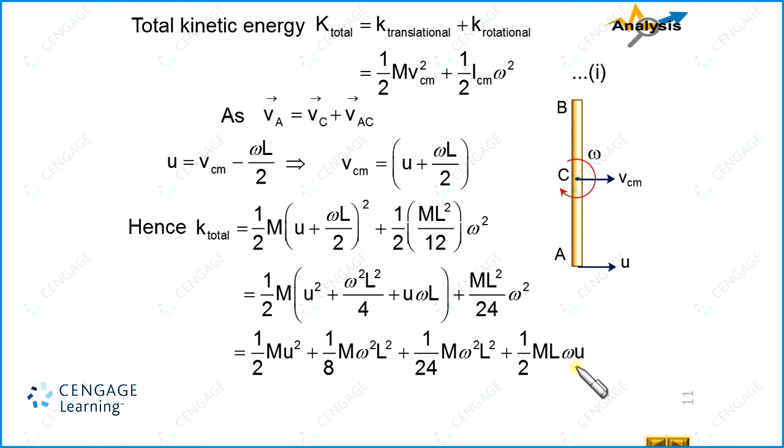Now you can add these two terms. The summation of 1 by 8 M L square omega square plus 1 by 24 M omega square L square will be 1 by 6 M omega square L square. So the final result is total kinetic energy equal to 1 by 2 M u square plus 1 by 6 M L square omega square plus 1 by 2 M L omega u. Okay, now let us move to the next illustration.